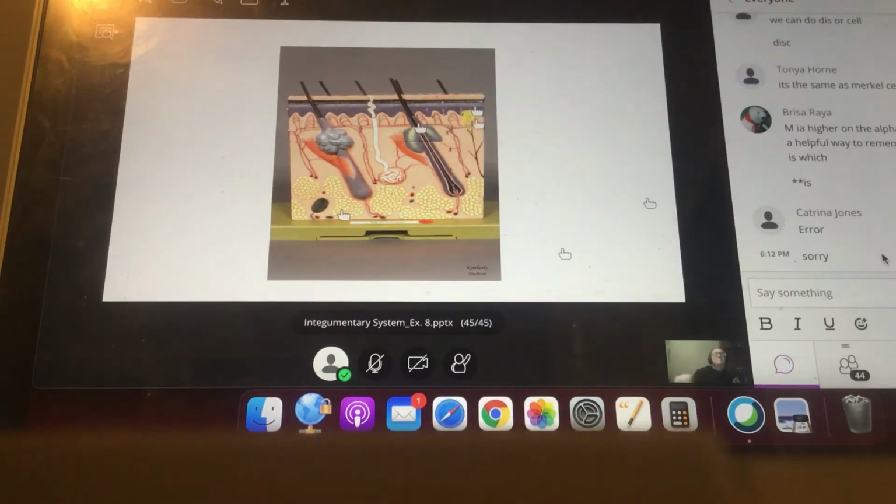All right. Circle the Pacinian corpuscle. Pacinian corpuscle. Oh, sorry, I have to erase that. Do it again, guys. There we go. Pacinian corpuscle. Awesome. Good job. Okay, that's it.